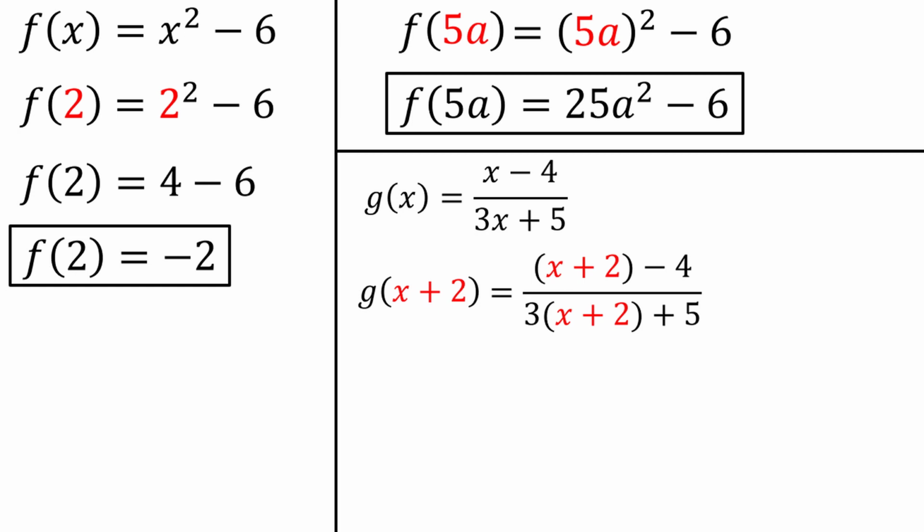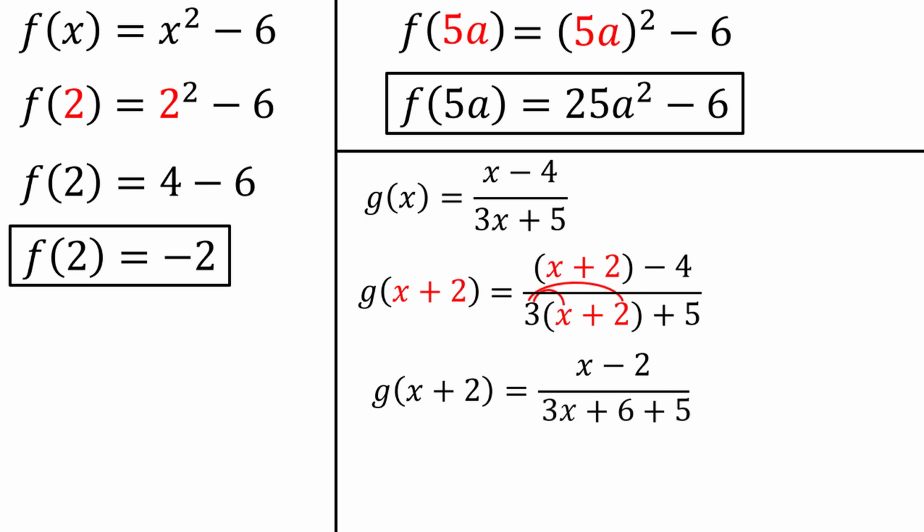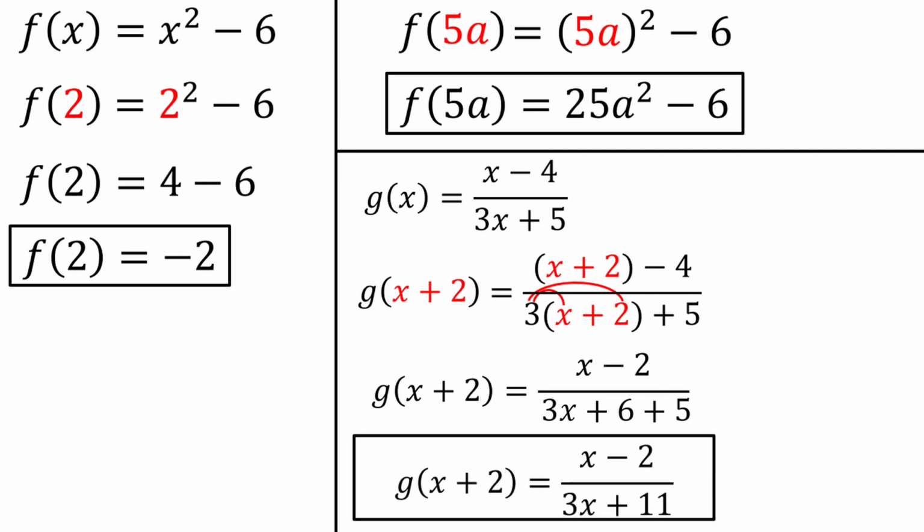Simplifying the numerator, we have x minus 2, as 2 minus 4 is equal to negative 2, and simplifying the denominator, we can distribute the 3 to get 3x plus 6 plus 5. Further simplifying the denominator by adding 6 and 5 together, we have (x minus 2) divided by (3x plus 11), which is our final answer.